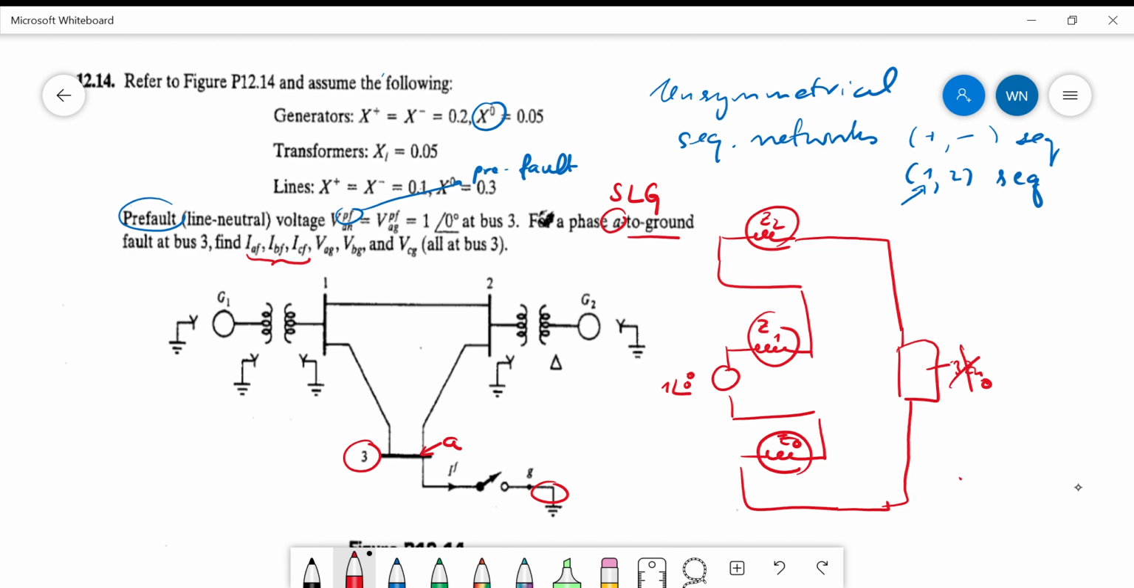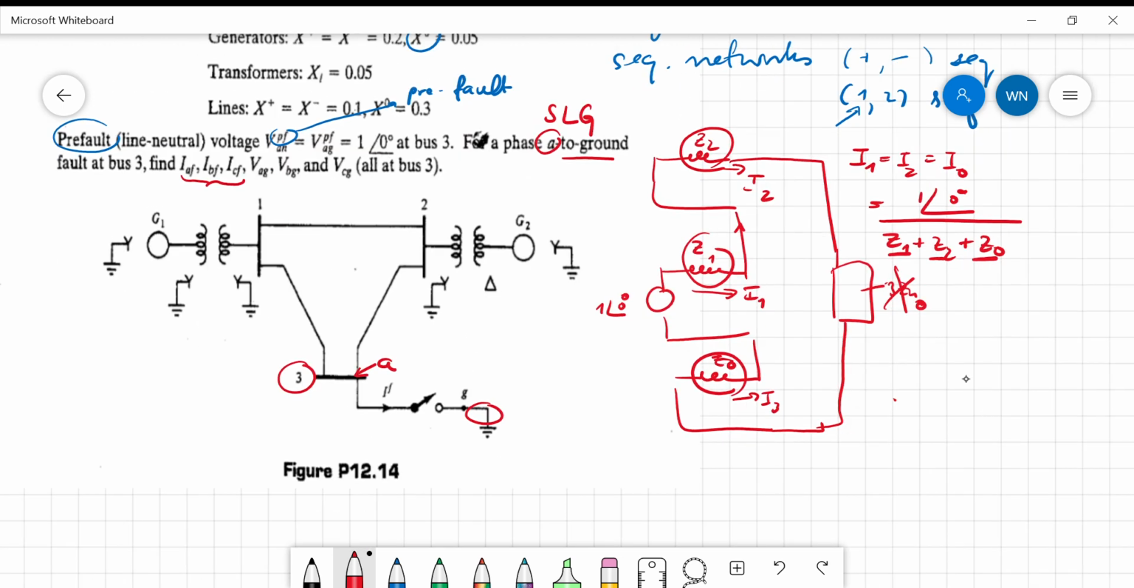What you want to see is that from this case, this is I1, and this is I2, and this is I3. Okay, I1 and I2 and I3 are identical in this case. So I1 is equal to I2 is equal to I0, which is 1 at an angle of 0 divided by C1 plus C2 plus C0. Okay, the sum of all the impedances, right?